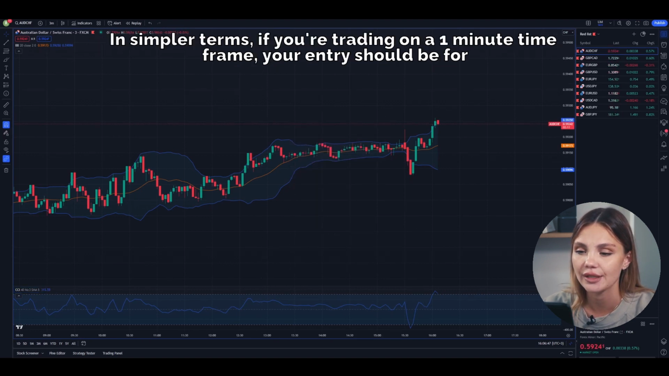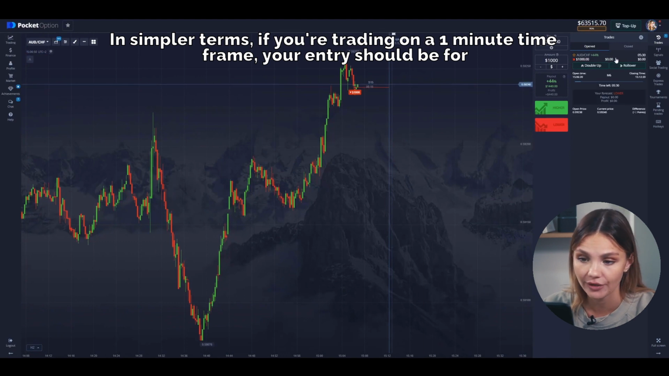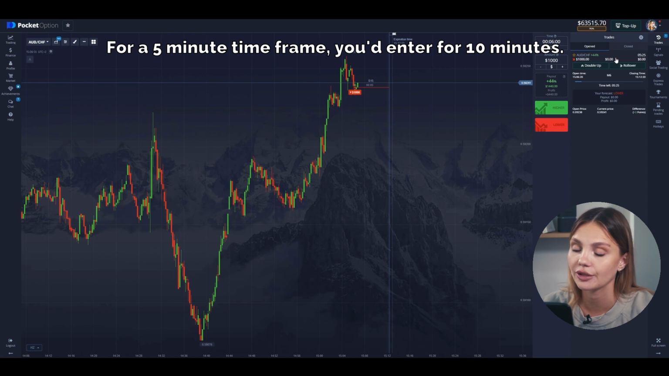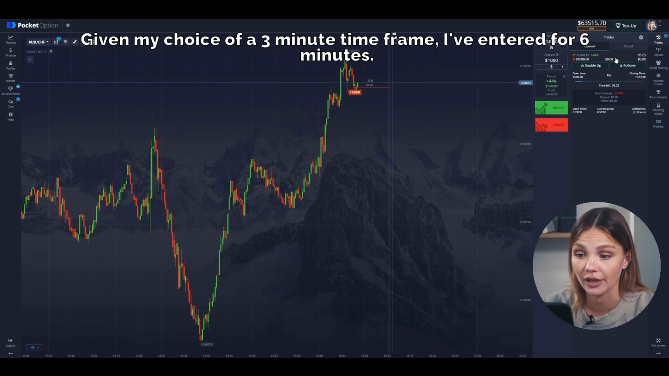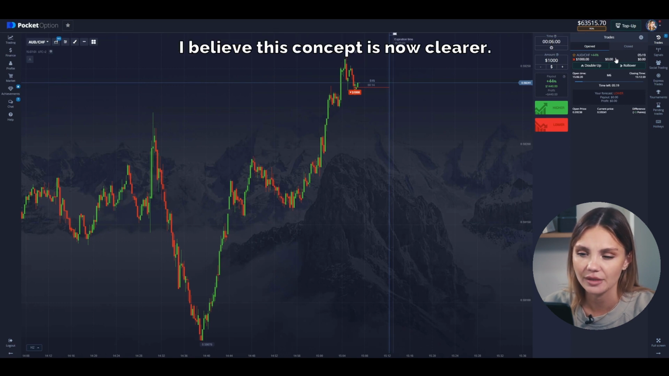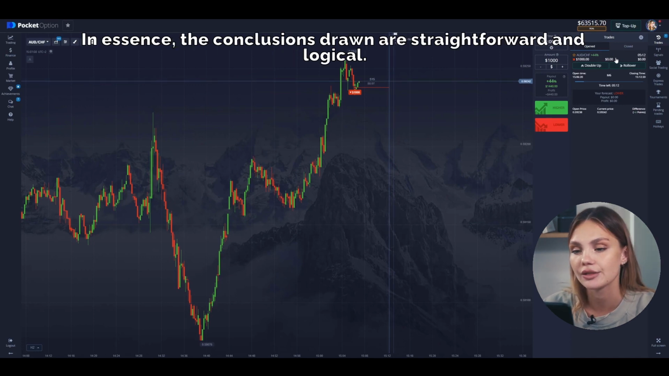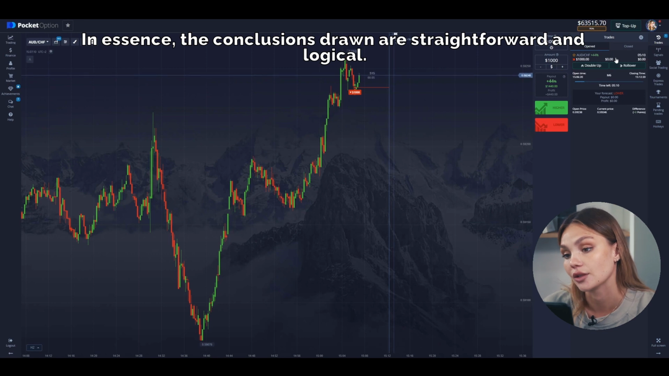In simpler terms, if you're trading on a 1-minute time frame, your entry should be for 2 minutes. For a 5-minute time frame, you'd enter for 10 minutes. Given my choice of a 3-minute time frame, I've entered for 6 minutes. I believe this concept is now clearer. Each strategy comes with its own considerations regarding trade duration. In essence, the conclusions drawn are straightforward and logical.